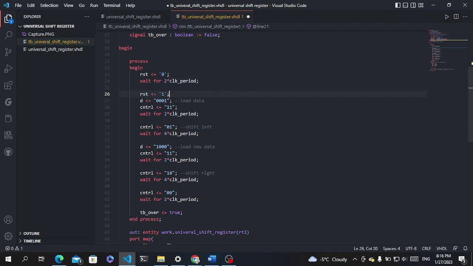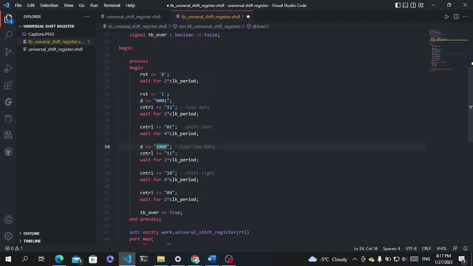Then we have our input. We load our input. Our control is like this, which is where we actually load our input data. Then we wait for 2 clock cycles, and we change our control to 0, 1, which will allow us to shift left, and then wait for 4 clock cycles. So we expect our output to be 1, 1, 1 at this point, as we are shifting this one.